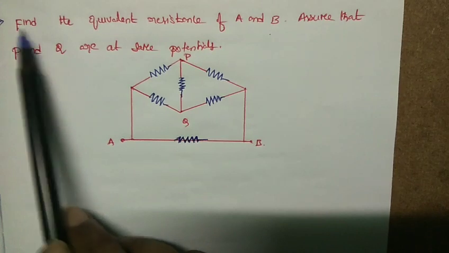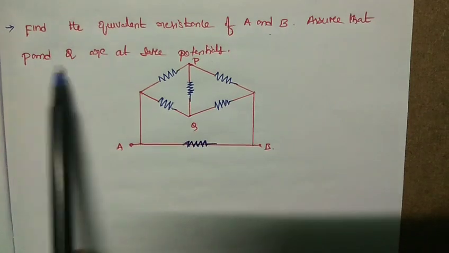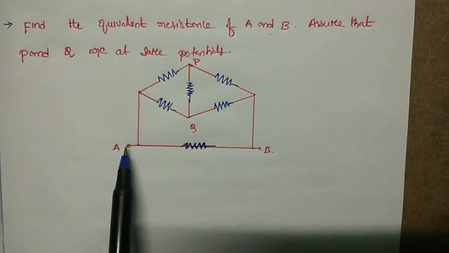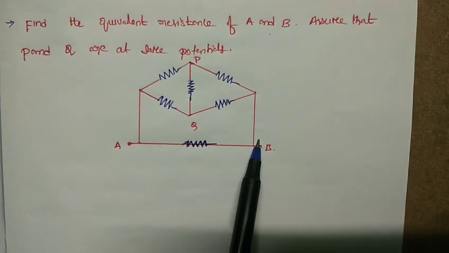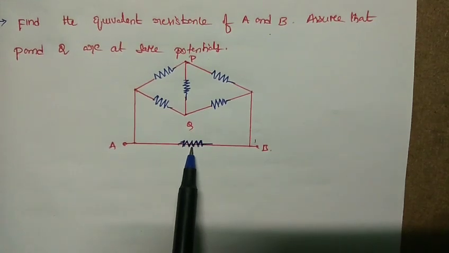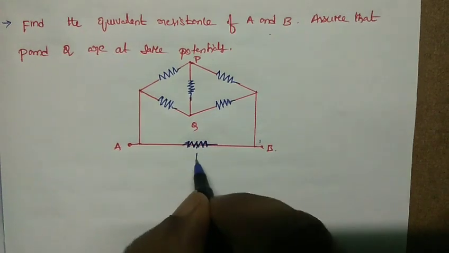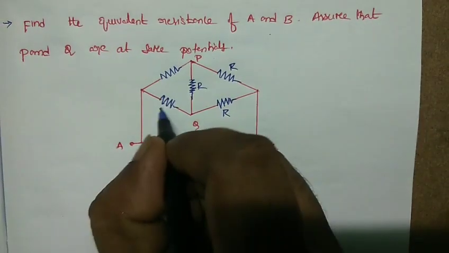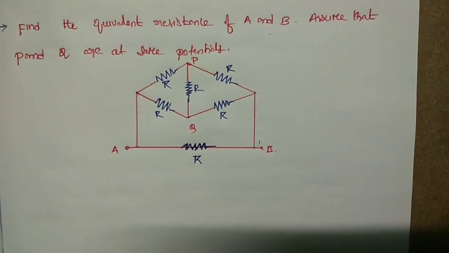See the next problem. Find the equivalent resistance of A and B. Assume that P and Q are at the same potential. So here this is the circuit diagram. So we have to find the equivalent resistance across A and B. All the resistances have R ohms. So all resistors have equal resistance.